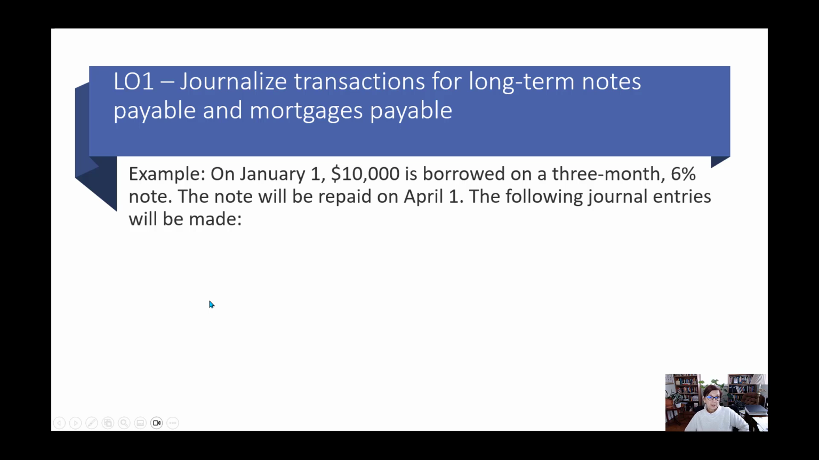So let's take a look at an example. On January 1st, $10,000 is borrowed on a 3-month 6% note. The note will be repaid on April 1st. So let's take a look at their journal entries. Now, you have some experience with this already, so my recommendation is stop the video for a minute and try to make these journal entries before you look at them. What is going to be the journal entry on January 1st, and what will it be on April 1st?